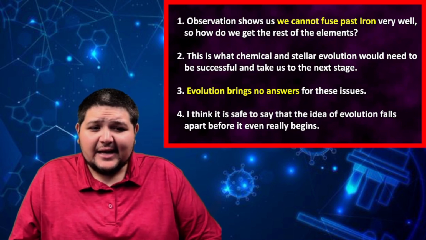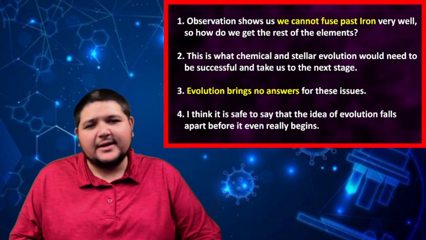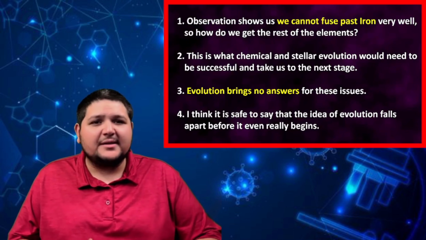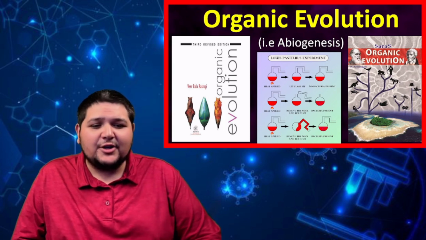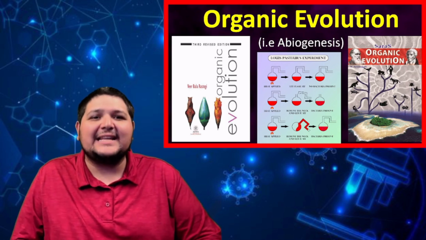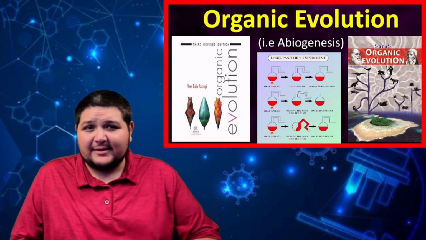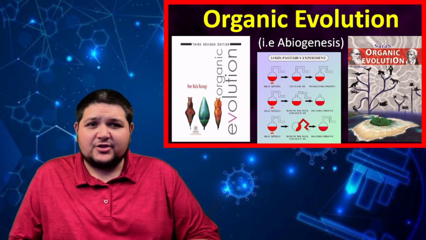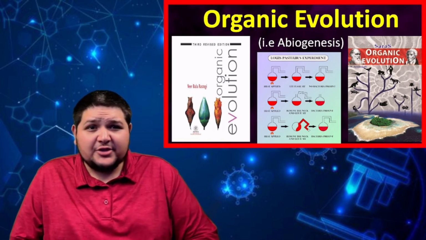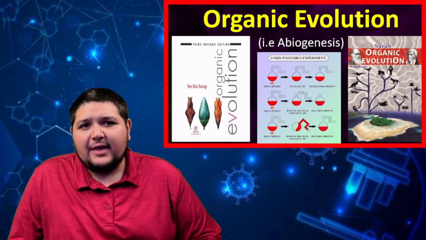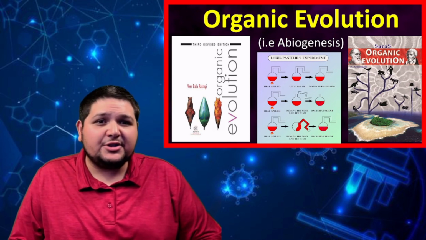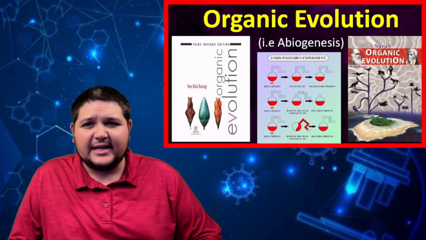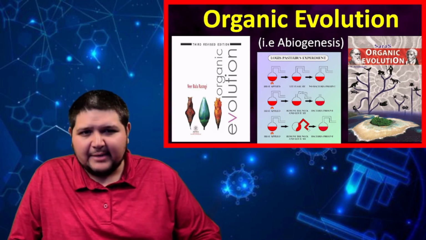I think it's safe to say that the idea of evolution falls apart in the first 3 stages, but we're going to keep looking and see if maybe there's a piece of the puzzle we're missing. Next, we're going to look at organic evolution, also known as abiogenesis. What's funny about this is that if you watch debates on creation versus evolution, as soon as you mention abiogenesis, the evolutionists will start crying hysterically and claiming that abiogenesis is not a part of evolution. It's completely different. It's a different field of study. And I don't care what you want to say about it.